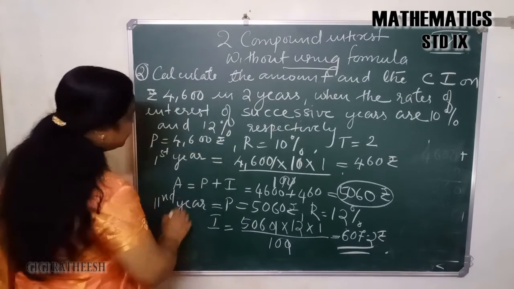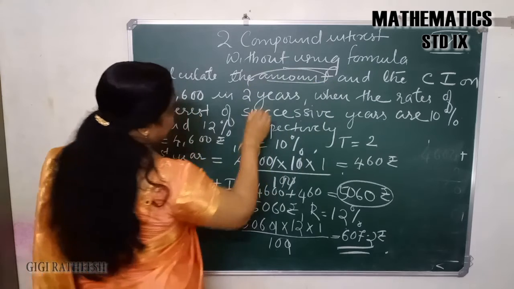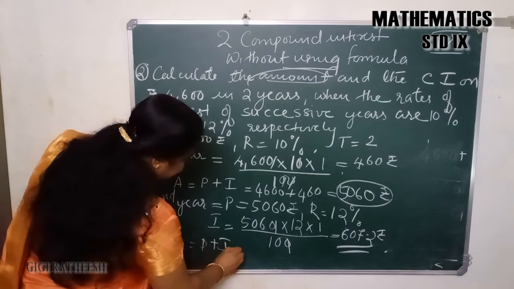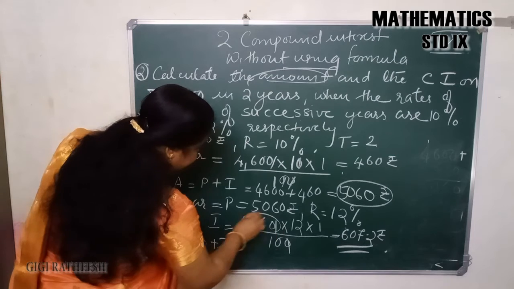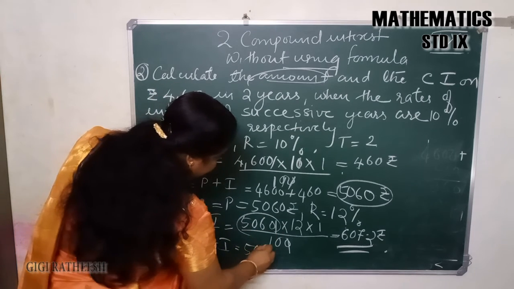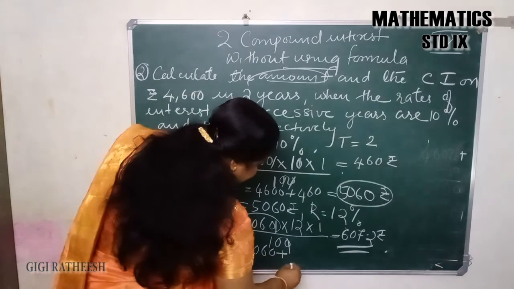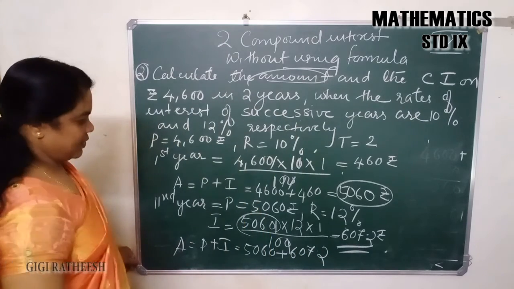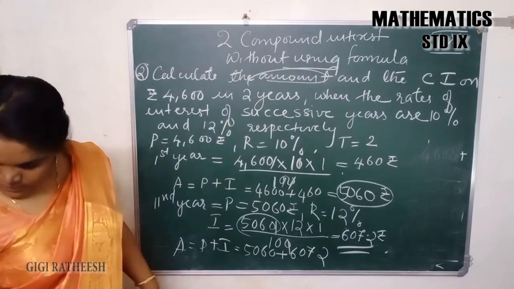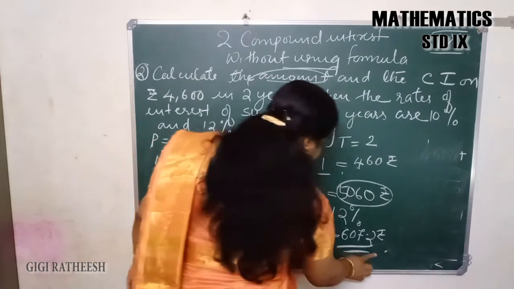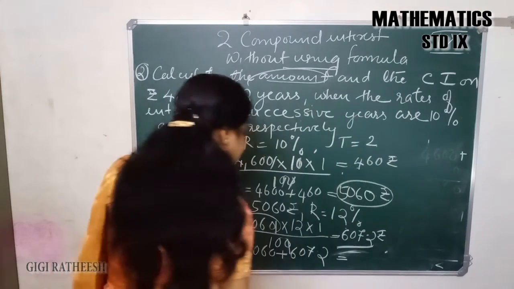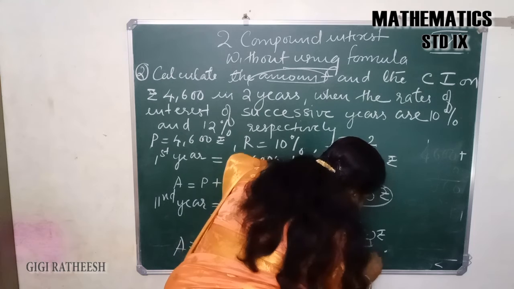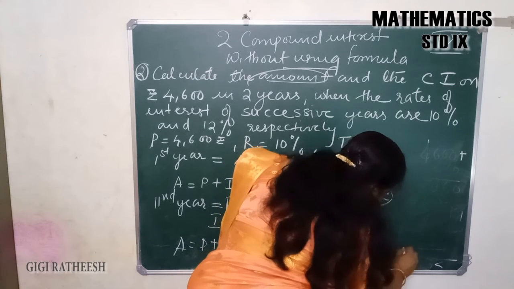We want to calculate the amount and compound interest. Amount is equal to P plus I. That is equal to 5060 plus 607.2, and we get the answer 5667.2 rupees.